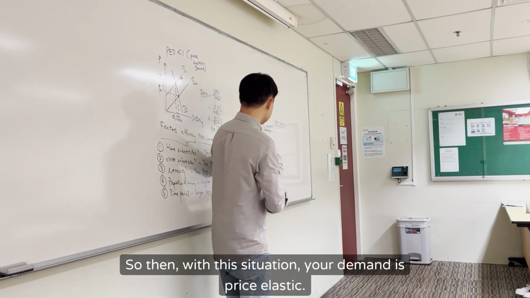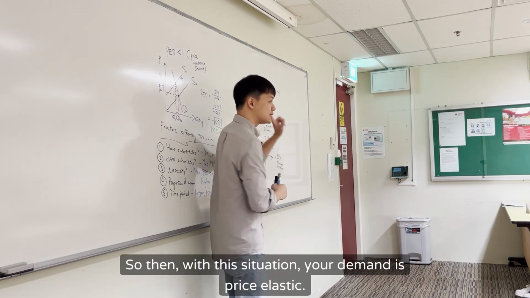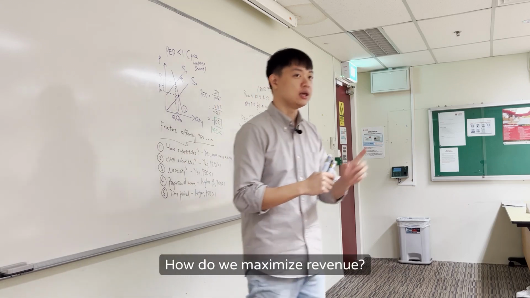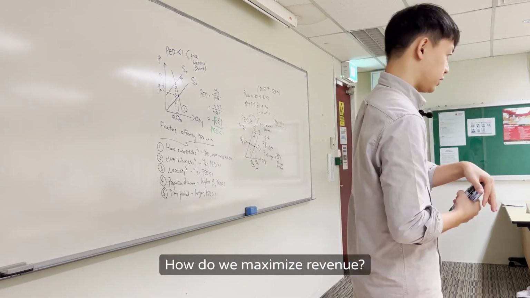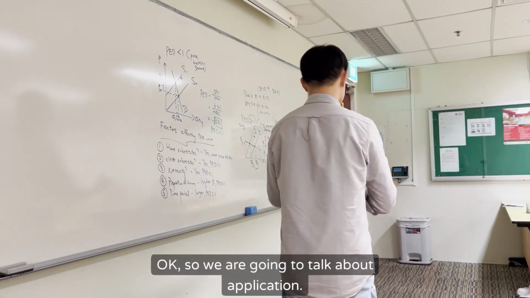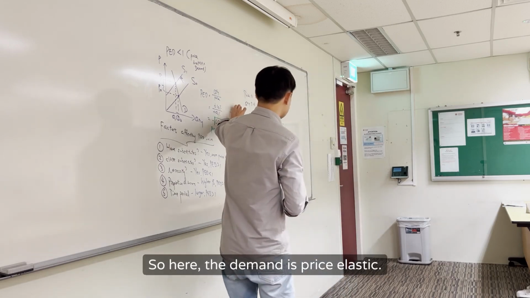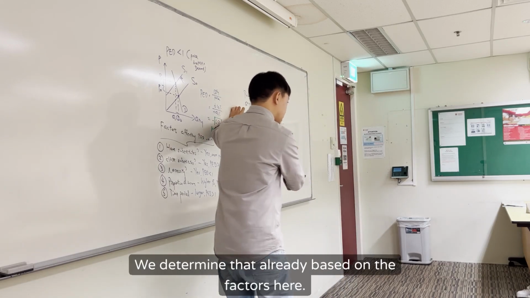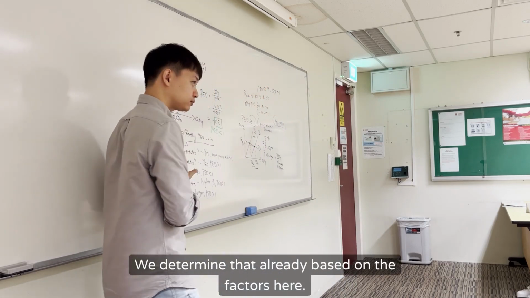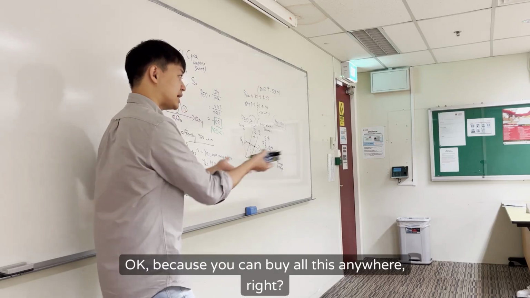So with this situation, your demand is price elastic. How do we maximize revenue? We are going to talk about application. Here, the demand is price elastic. We determined that already based on the factors here, because you can buy all this anywhere, right?